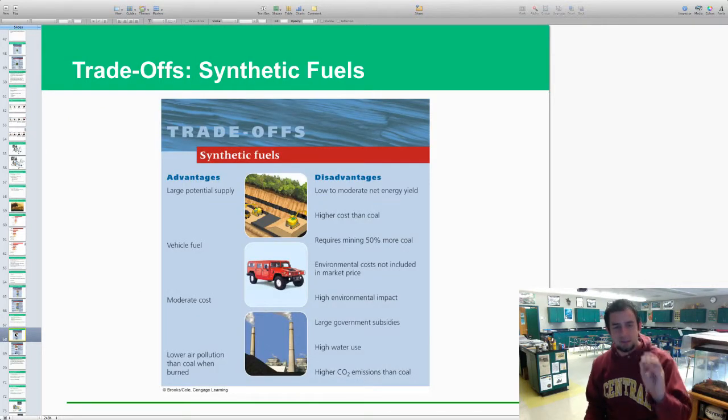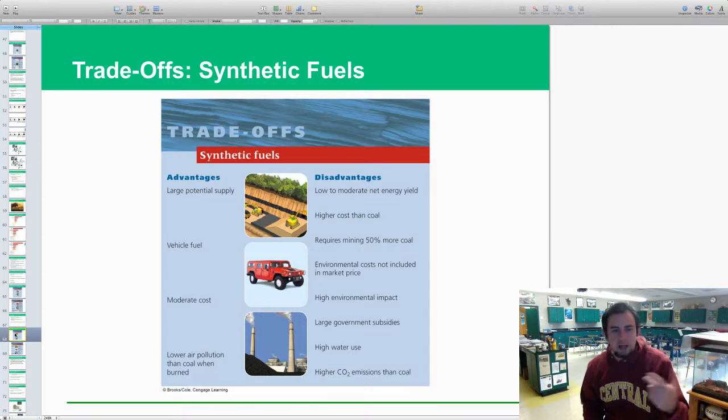The advantage is there's a lot of supply of coal, so we can be doing this gasification or liquefaction fairly easily. It can be used as a vehicle fuel, which is kind of our biggest issue right now with gasoline and oil. Moderate cost and lower air pollution than coal when burned. That's a good thing. The disadvantage, though, is that you're not getting as high of an energy yield, so you end up using more supplies to get less miles per gallon or whatever. Higher cost than coal. It requires 50% more coal in order to convert those. Because remember, there's going to be waste product when you're converting it to liquid or gas.